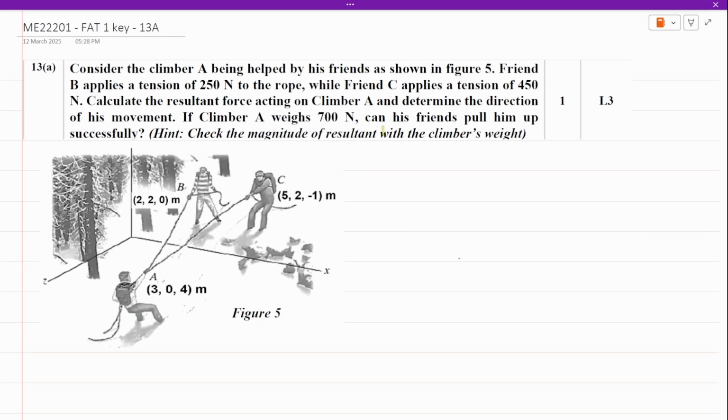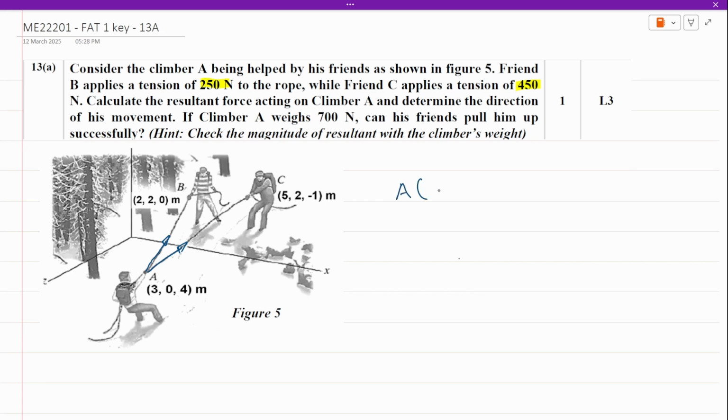In this problem, they are asking you to identify what is the resultant of the force. If I draw a free body diagram, there is a force which is acting towards this direction and another force which is acting towards this direction. So only two forces. As per steps, first we will write down what are the coordinate points.